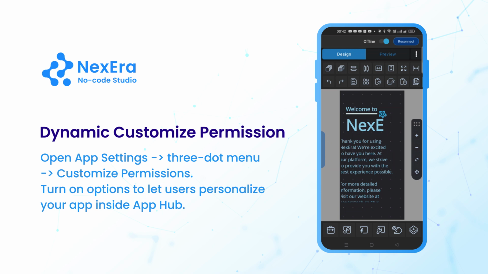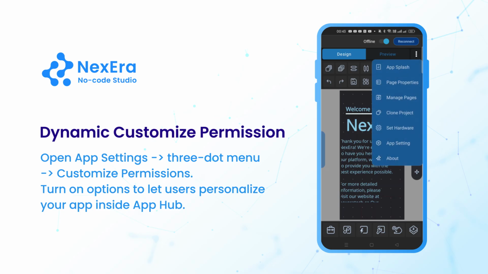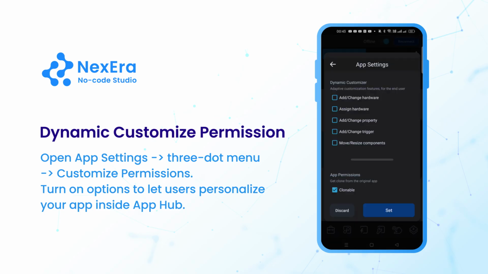First one is Dynamic Customize Permission. From the app setting in three-dot menu, you can add dynamic customizations, allowing the users to make changes to your app in the App Hub, like add or change hardware, assign hardware, add or change property, add change trigger, and finally, move or resize components.